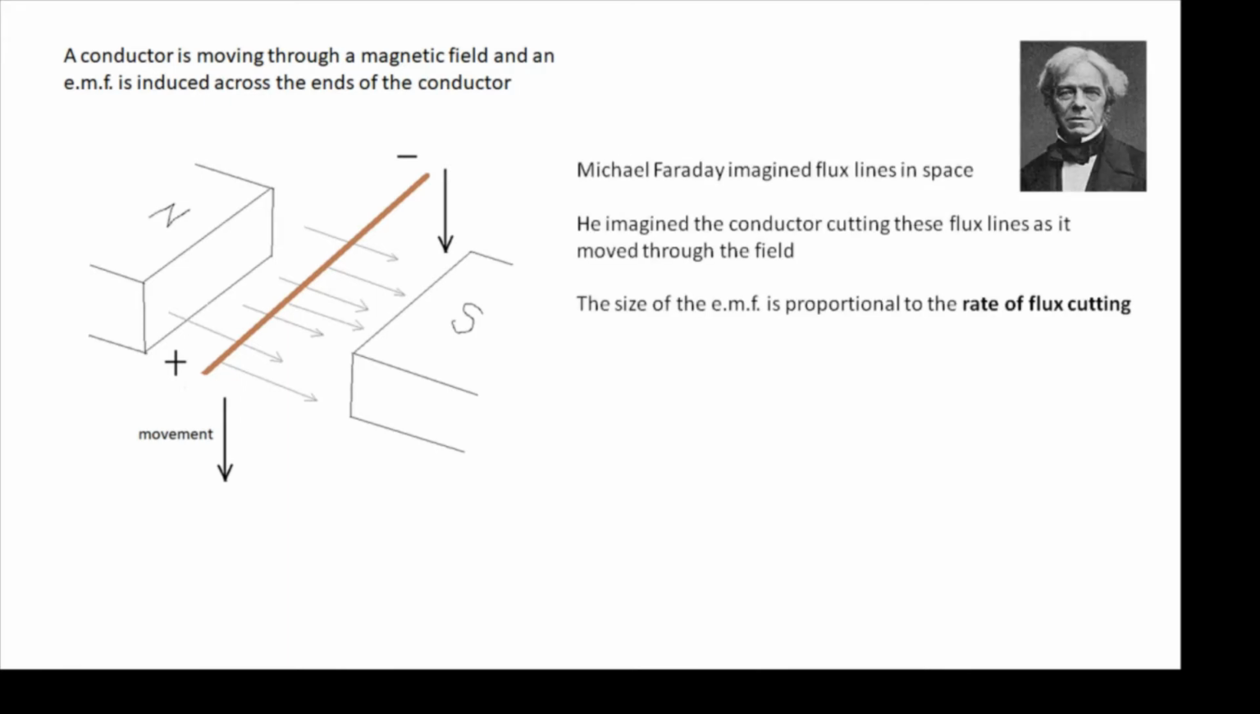Now, Michael Faraday, I mentioned in an earlier video these flux lines in space. And Michael Faraday imagined that what the conductor was doing was cutting flux. It's cutting the flux lines as it moves through the field. And he reckoned that the size of the EMF is proportional to the rate of flux cutting, the amount of flux that you cut every second.